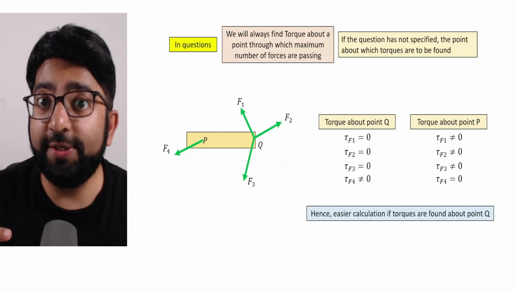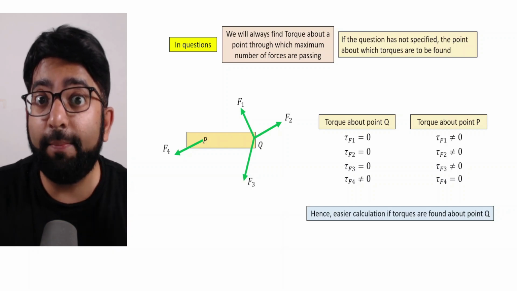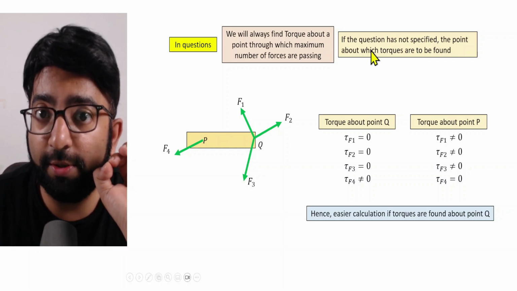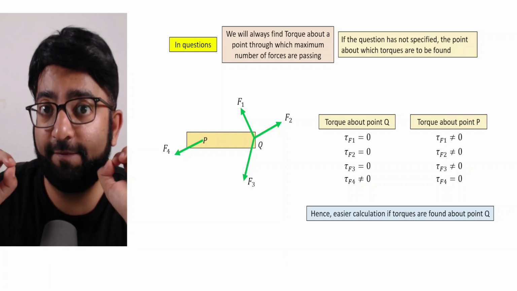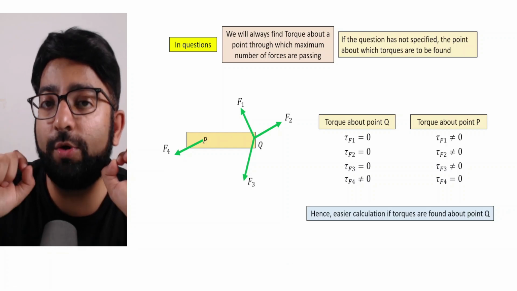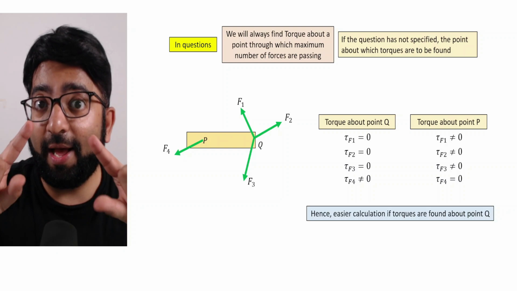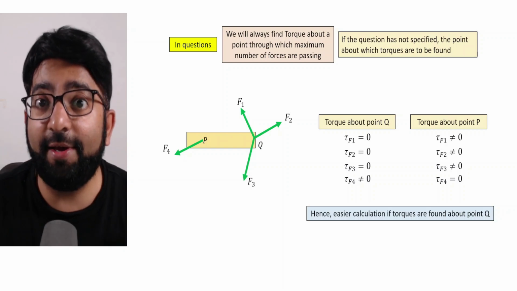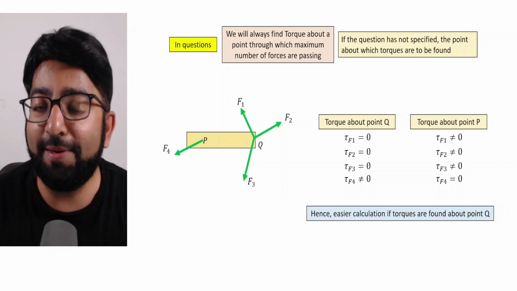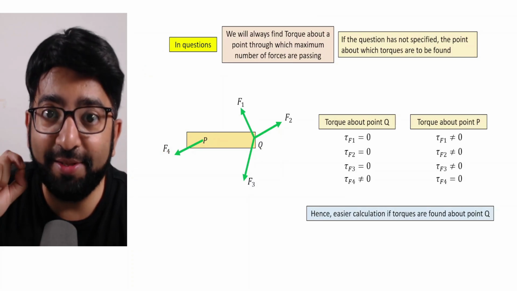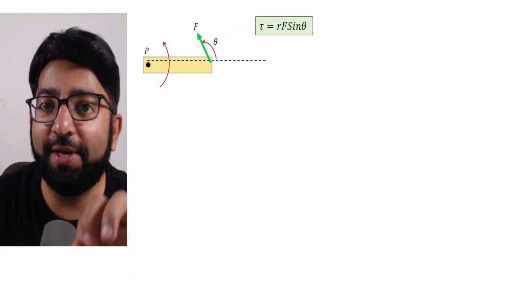Depending on the question, we can select any point, but do remember a particular condition. The question should not have specified that the torque is to be found about a particular point. If the question has not specified anything, then we as students can find torque about any point. Now, let us understand this concept in a little more detail using an animation.